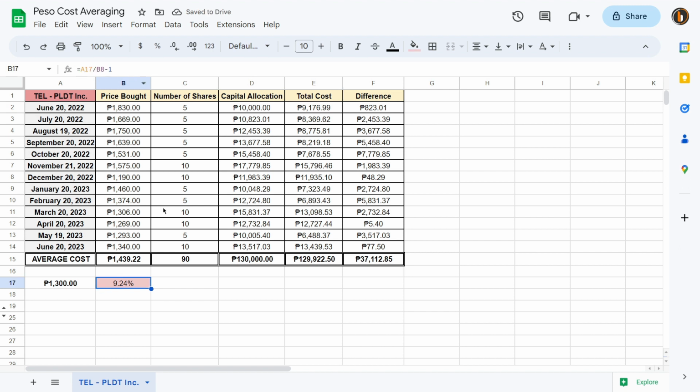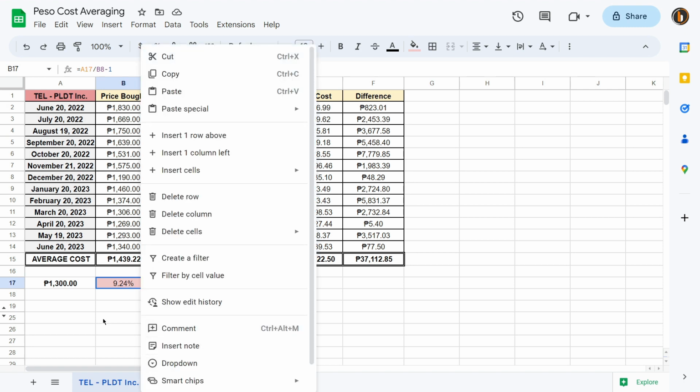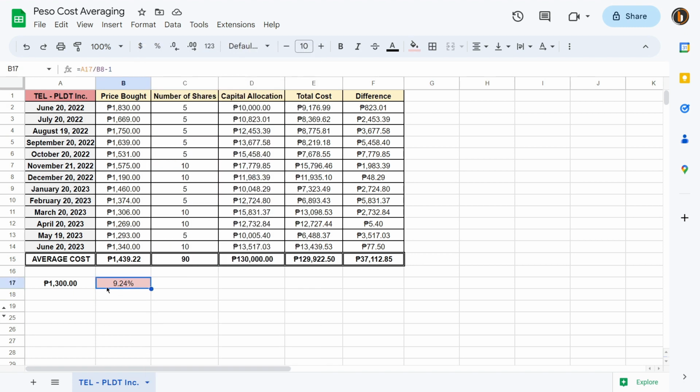What happened? Ba't ganun? Kasi dapat uunahin na natin yung mas mababang value. Then divide by 1,300. What the hell? Ano nangyayari? Bakit ganun? Okay, I'm very sorry about that. So I was distracted by the red cell. So hindi naman siya naka-conditional formatting. So that's my bad. So tama naman.